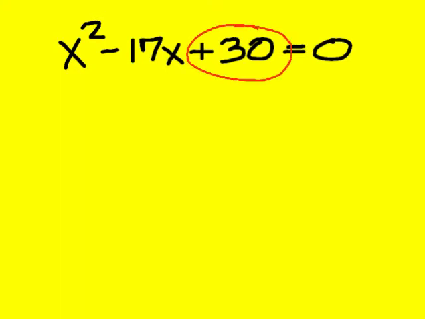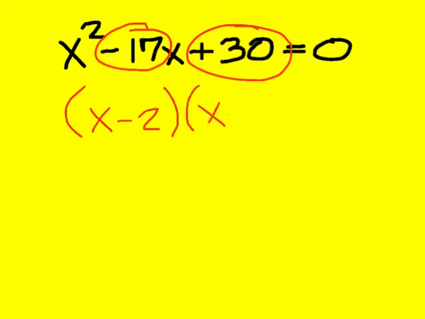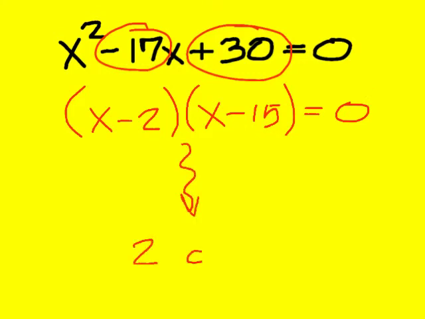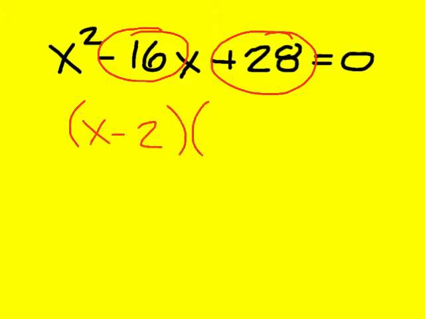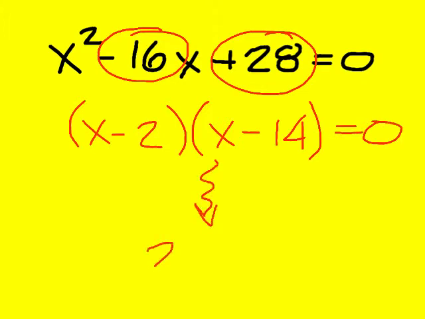Example number 3. Two numbers multiply to get positive 30 but add to get negative 17? So it should be x minus 2 and x minus 15. And then, of course, that will dwindle down to answers of 2 or 15. Example 4. Two numbers multiply to get 28 but add to get negative 16? Negative 2 and negative 14. And that will dwindle down to an answer of 2 or 14. Practice problem 3.